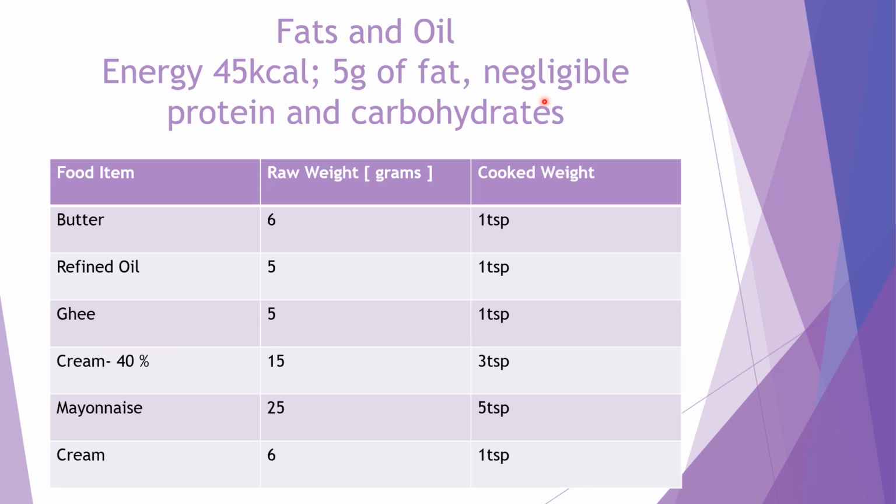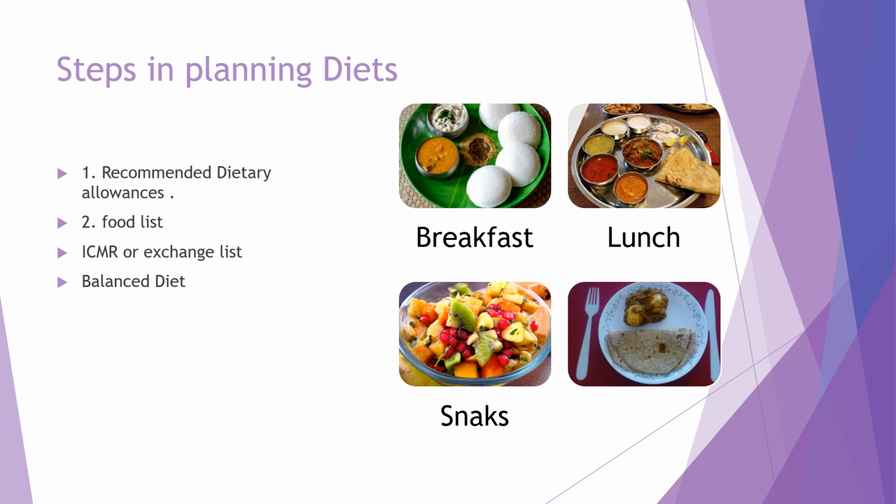So fats and oil exchange. Butter 6 gram, that is 1 teaspoon. So all these are the energy derived for 1 teaspoon, and provides 45 kilocalories, 5 grams of fat, negligible amount of protein and carbohydrate. So all these are the different exchange lists.